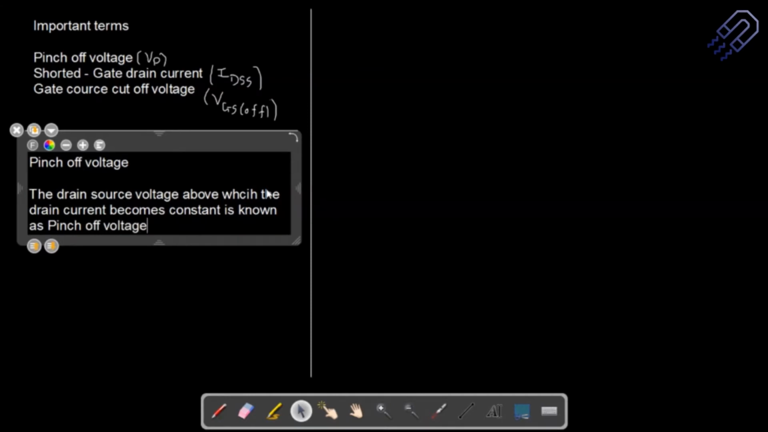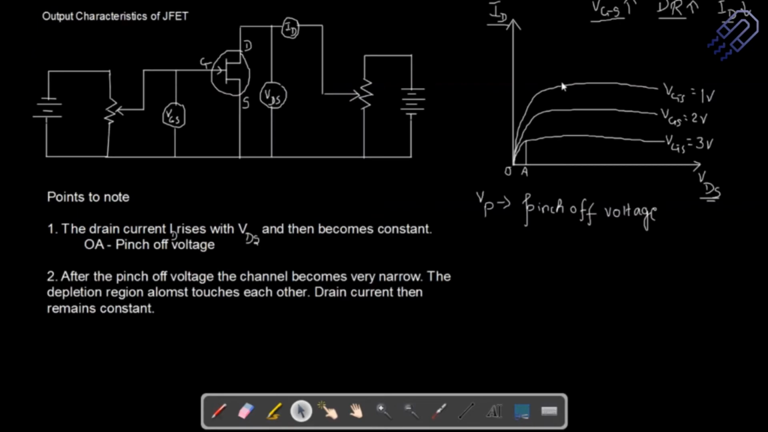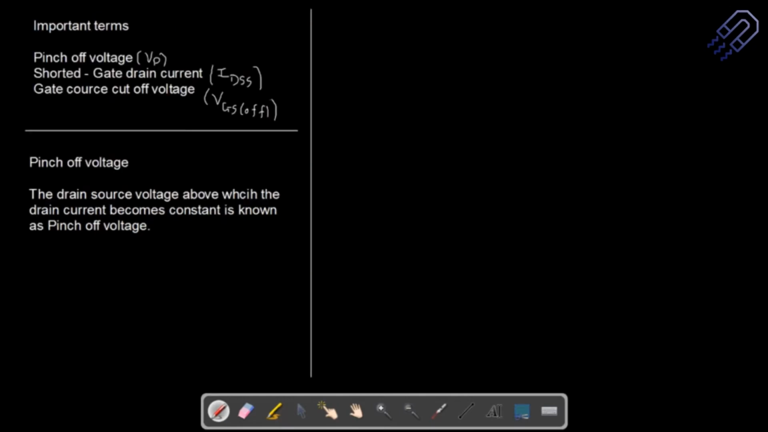If you write out the definition of pinch off voltage, you can probably draw this figure and then show OA as the pinch off voltage. So please be very elaborate when you are writing down your answers in your exam, because even if you make some figures explaining some terms, it helps to show that you have got the topic clear.